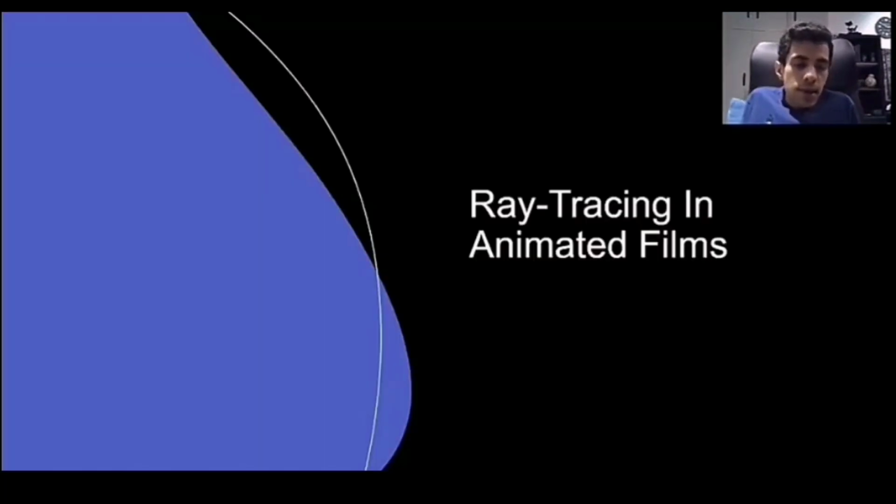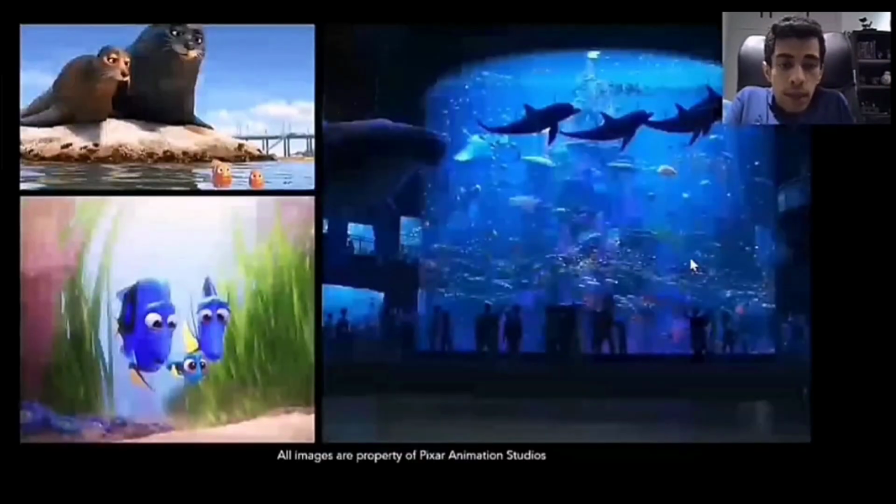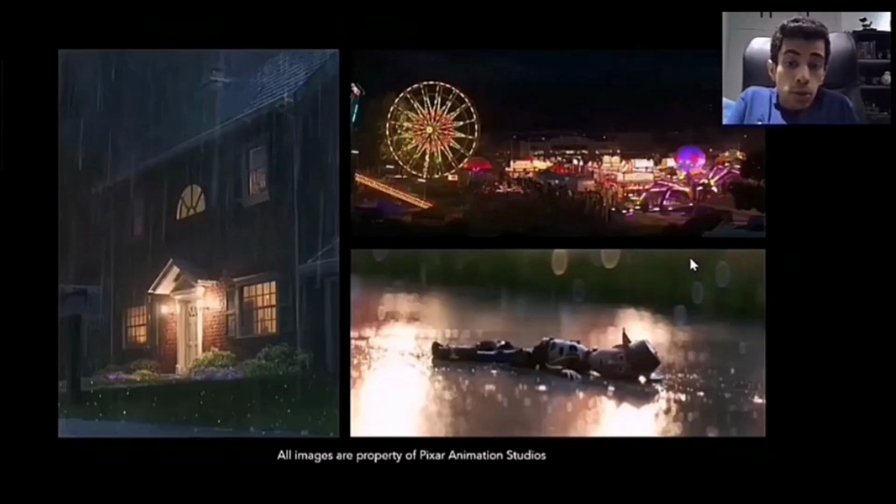So let's see some of the areas where ray tracing has been used in practical use. The first of which are animated films. Pixar has been using the ray tracing algorithm in their in-house renderer, which they named RenderMan. Initially, RenderMan had ray tracing and global illumination as added optional effects. But in 2016, RenderMan was completely re-engineered to use Monte Carlo ray tracing as its primary rendering technique. And it has since been used for a lot of their movies, including Finding Dory, Cars 3, and Toy Story 4.